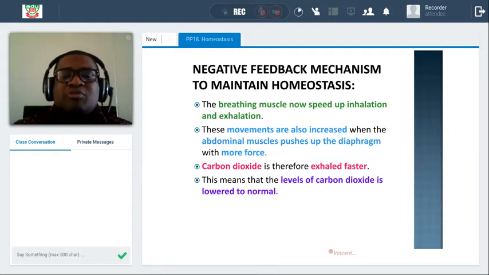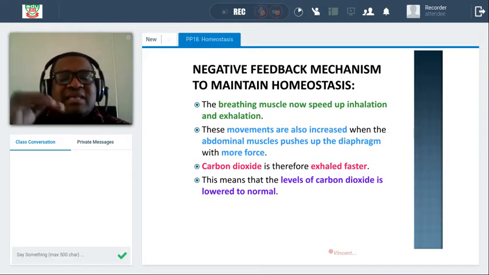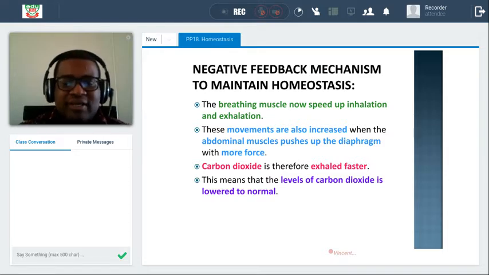So to speed up inhalation and exhalation, this movement is increased when the abdominal muscles push the diaphragm with more force. So carbon dioxide is exhaled faster. This means the carbon dioxide level is lowered.